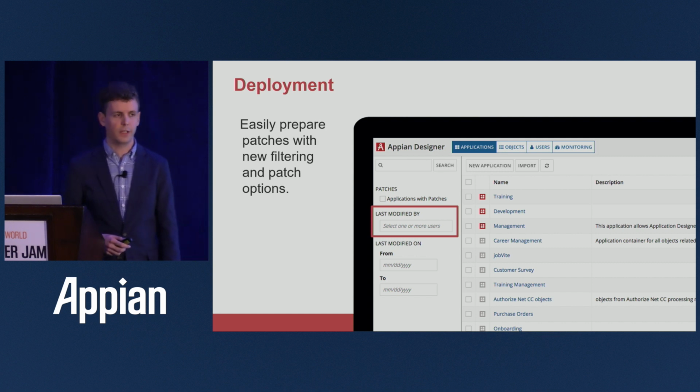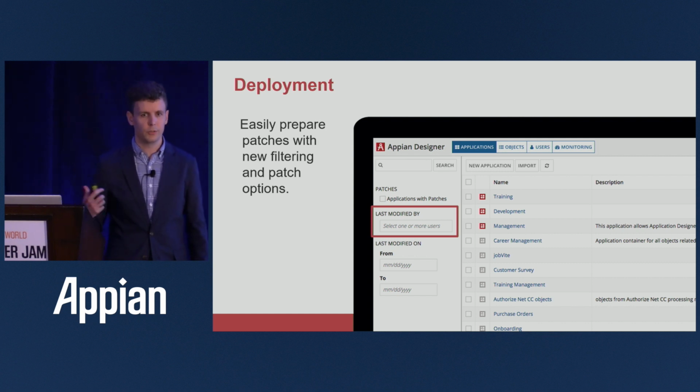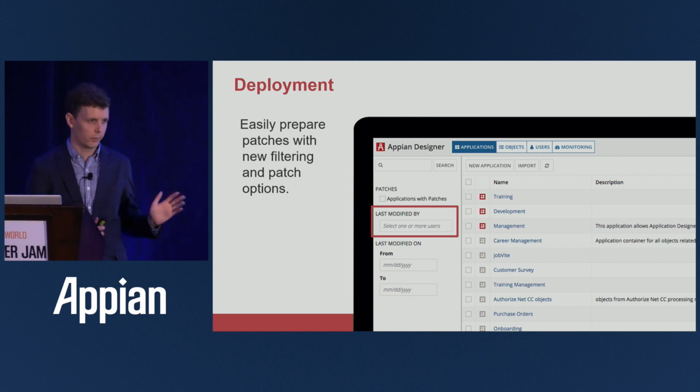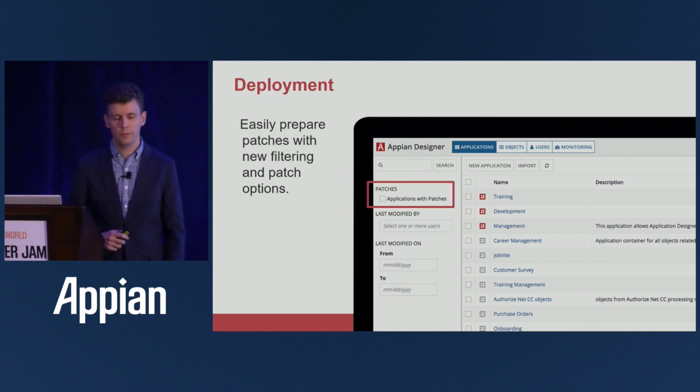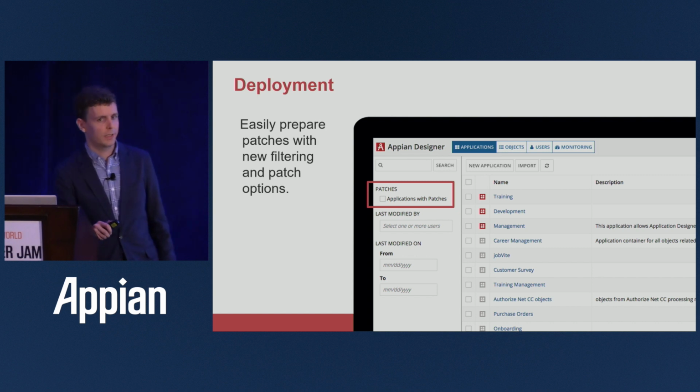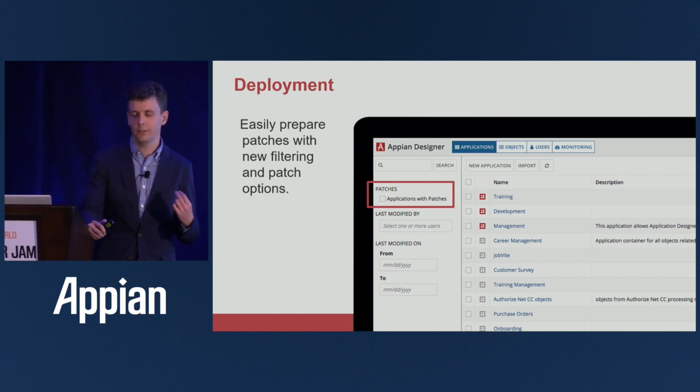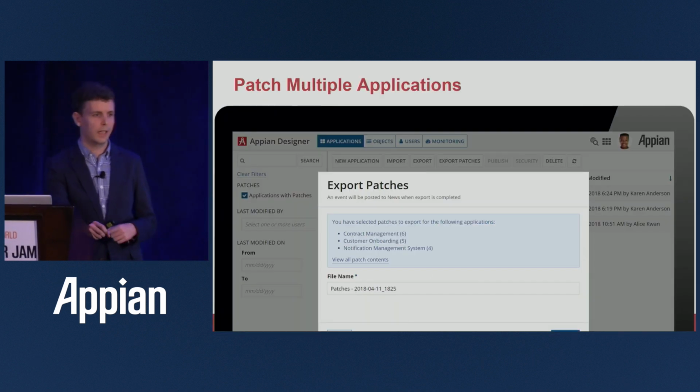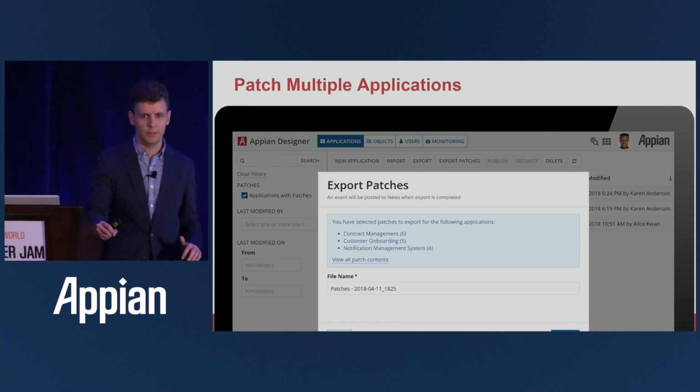So that's really useful if, say, you and a coworker have been changing objects and you want to deploy your work but not others. So you can use that to find those. And you can view the applications which have patches. You can filter the applications list down to that. Now, the reason for that is because now we can actually patch across multiple applications.